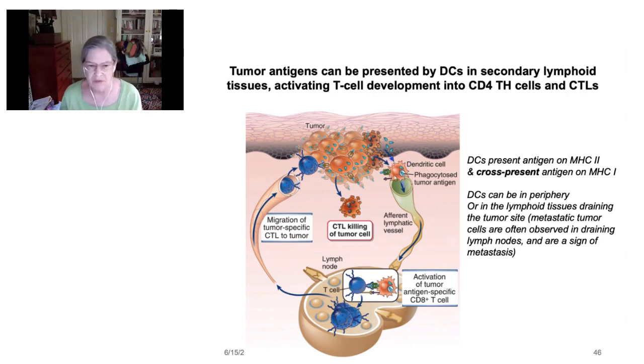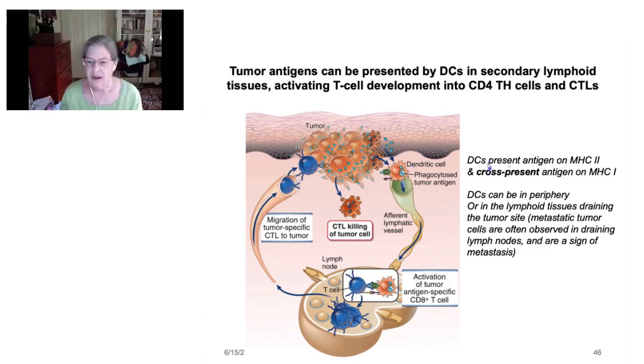So as a result, you've got neoantigens, and dendritic cells can recognize those, go up the afferent lymphatic, present to naive T cells, and then those CD4 cells and CD8 cells can return to the tumor and kill. And that's what we'd like.